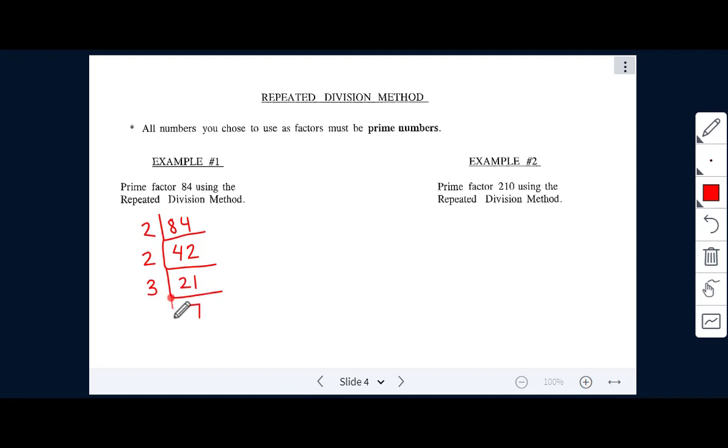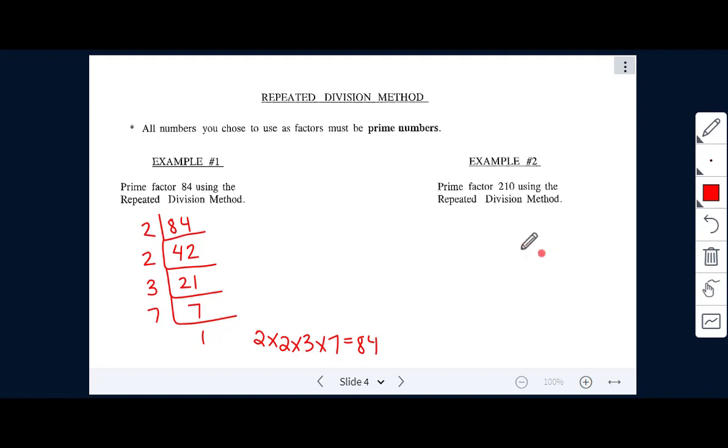And now I can divide by 7. 7 is still a prime number, and 7 divided by 7, that gives me a 1. All right, and all the numbers on our left-hand side are the prime numbers, so that's the prime factorization. So 2 times 2 times 3 times 7 to give me 84.